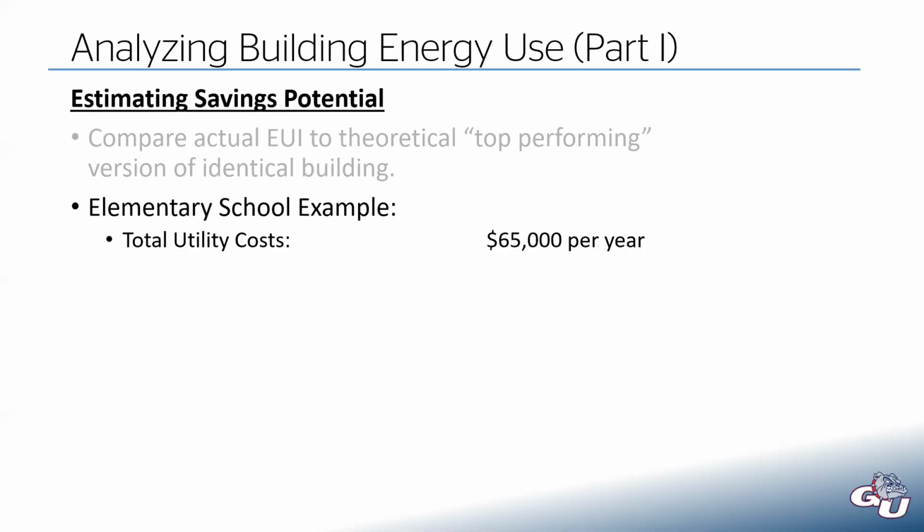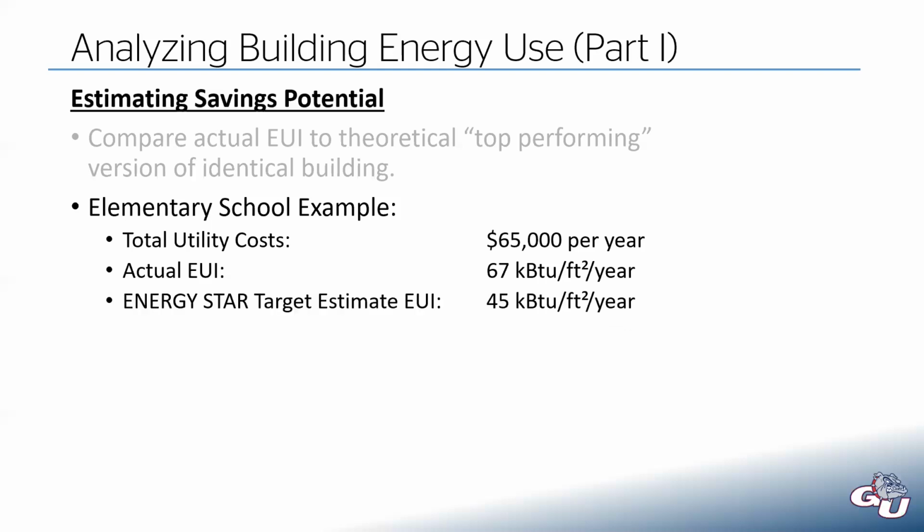If that school is spending $65,000 a year and they have an EUI of 67, and let's say you go onto Energy Star's website and you look up that target EUI. So what would a top performing school be estimated to use to be an Energy Star rated building? And so you come up with this target of about 45. So you're at 67. Maybe we can get it down to 45.